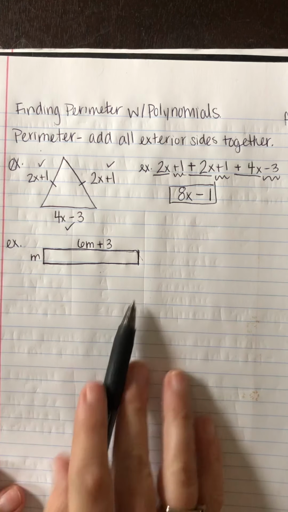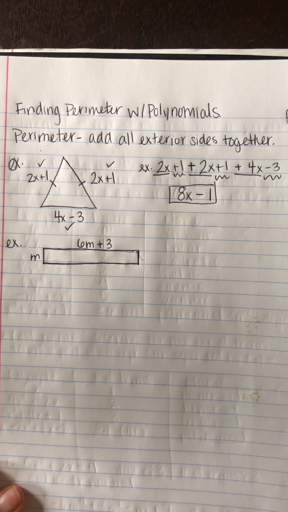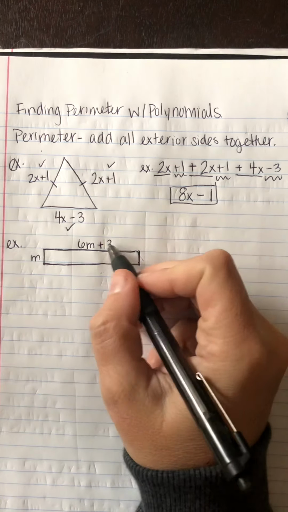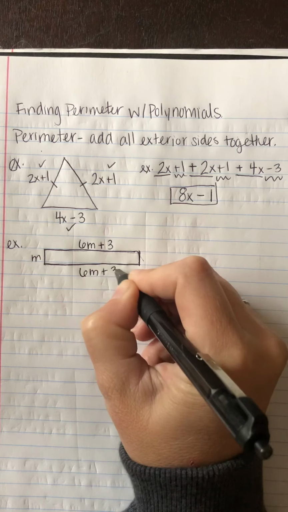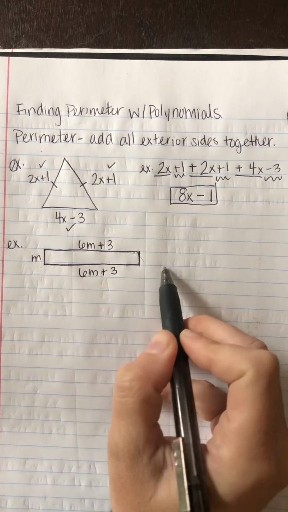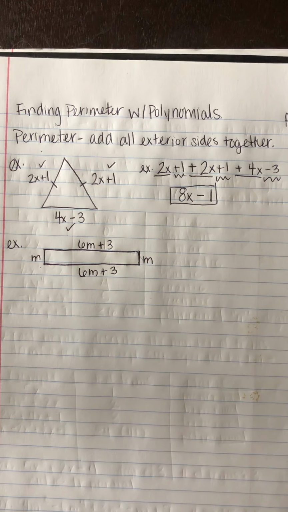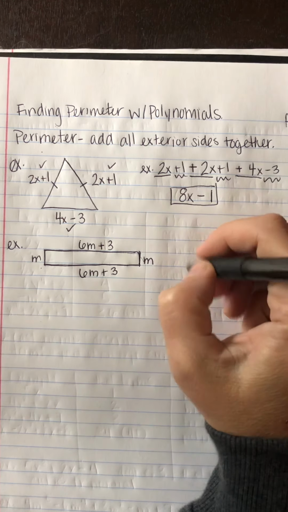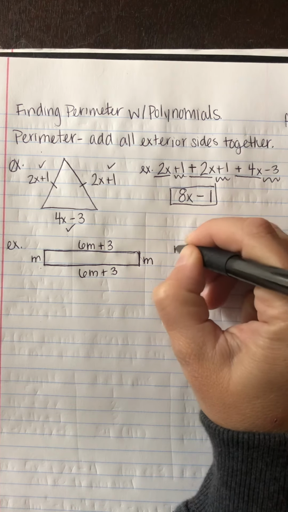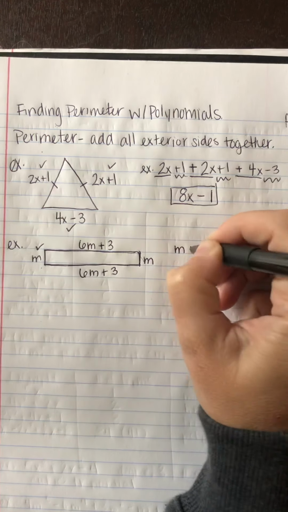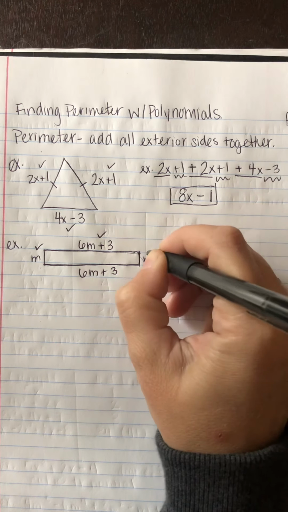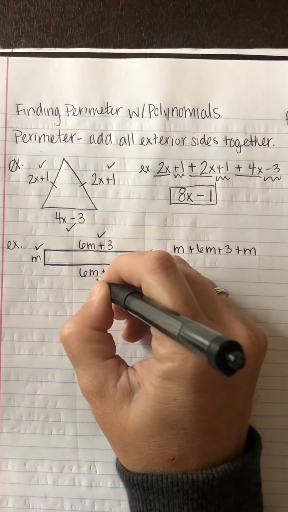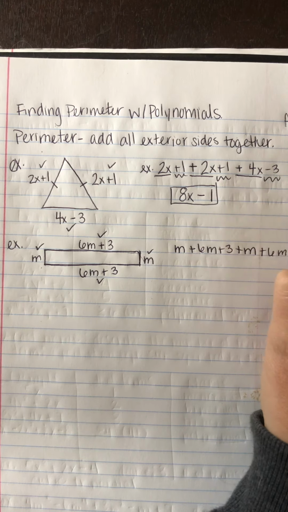So if you were just given a shape that looked like that, you would first want to go ahead and write in the different sides that you know. So we know if this side up here is 6m plus 3, that this side down here must be 6m plus 3. And if over here is m, then over here must be m, as long as we know it's a rectangle. And then we're going to write all of our sides out. So we have m plus 6m plus 3 plus m plus 6m plus 3.